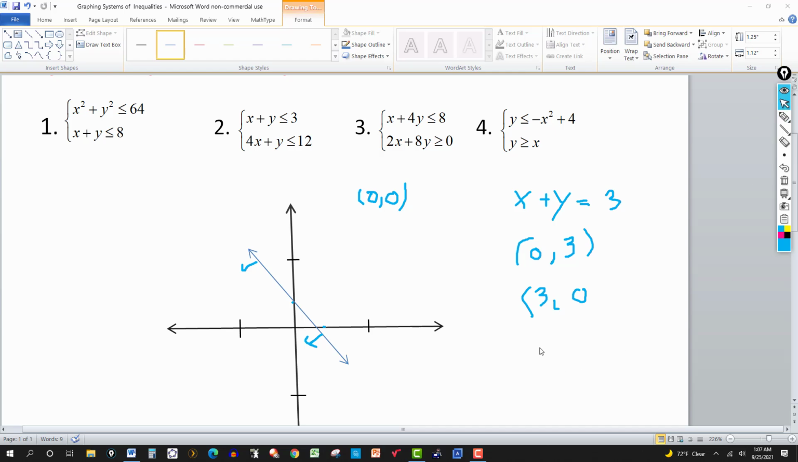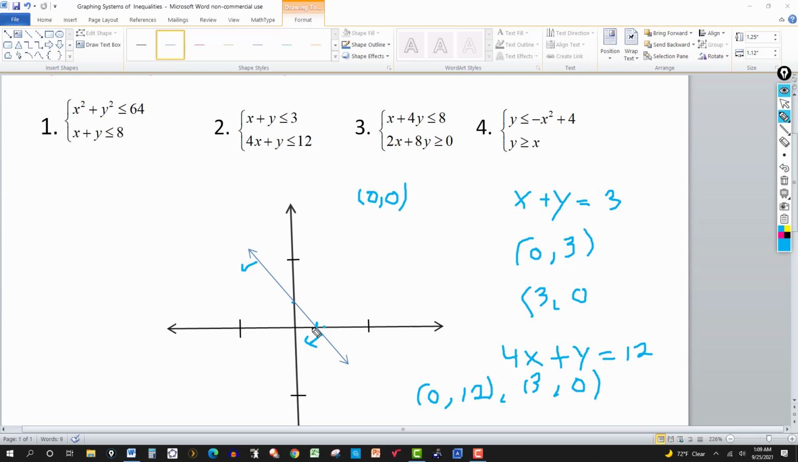Okay, for the second inequality, the boundary again is a line, so 2 points determine the line. I pick x to be 0, I'm going to use the intercepts. If x is equal to 0, then y would be 12. And if y is 0, 4x would equal 12, so x would be 3. So we pass through the point 3, 0, so it's the same as this one actually.